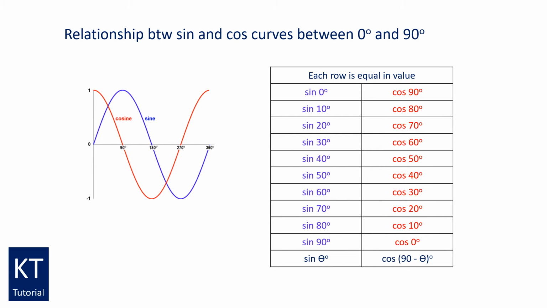This slide shows the relationship between sine and cos curves between 0 and 90 degrees, where sine theta is equal to cos 90 degrees minus theta.